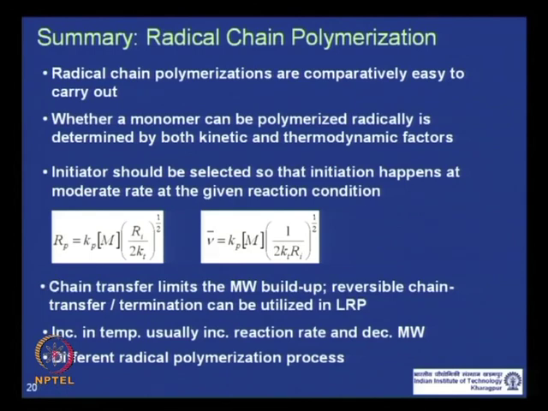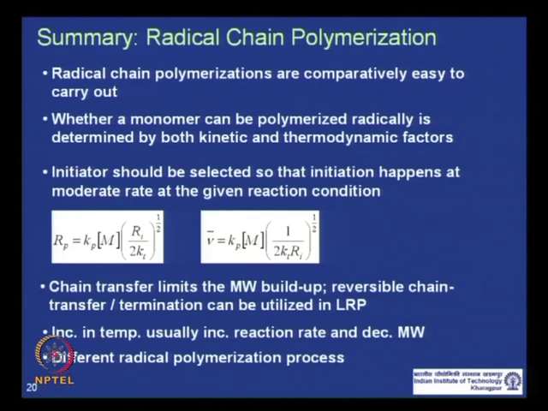And we have seen that you can actually take advantage if you can do the chain transfer or chain termination in a reversible way, where you can utilize this reversible chain transfer or termination reaction and carry out a living radical polymerization, where your polydispersity index is much lower compared to normal radical polymerization, and the polymers remain living at the end of the polymerization. So, you can utilize this by making block copolymers by adding a second monomer at the end of the reaction.